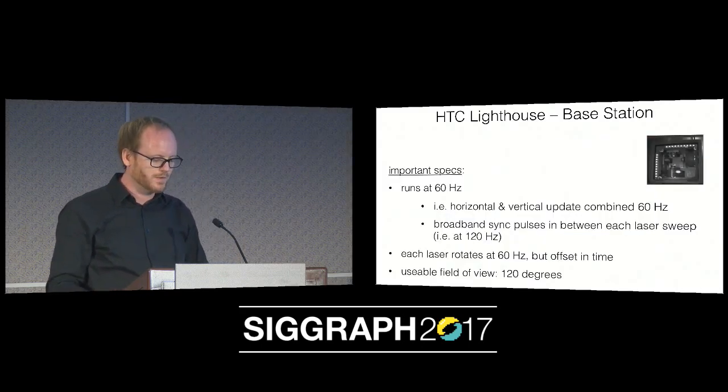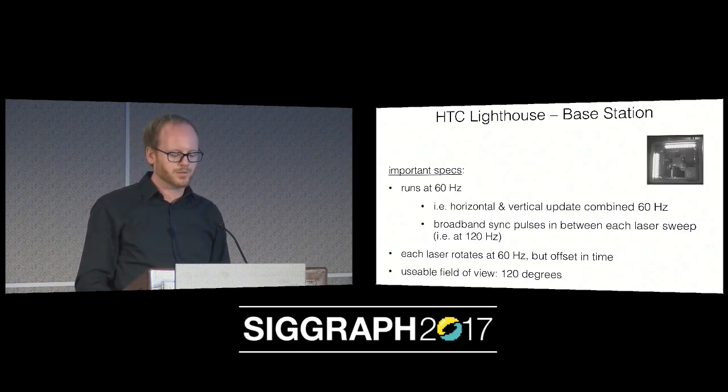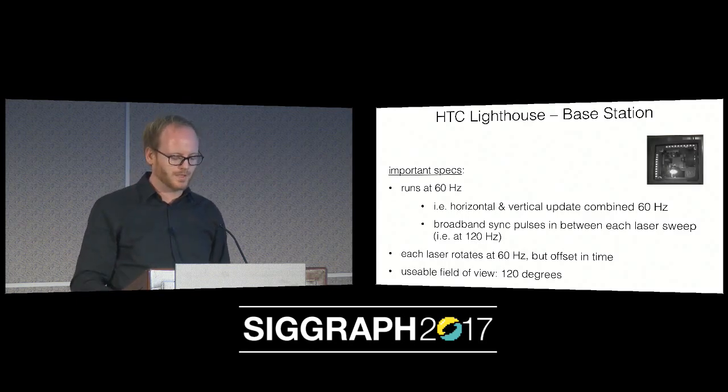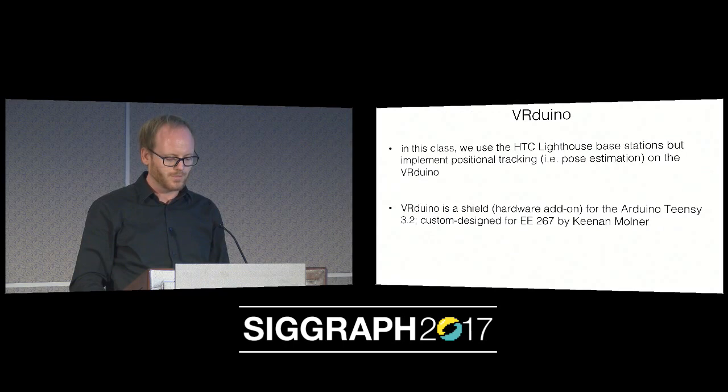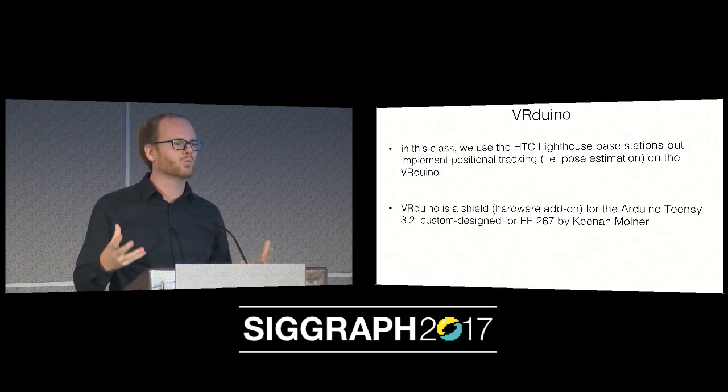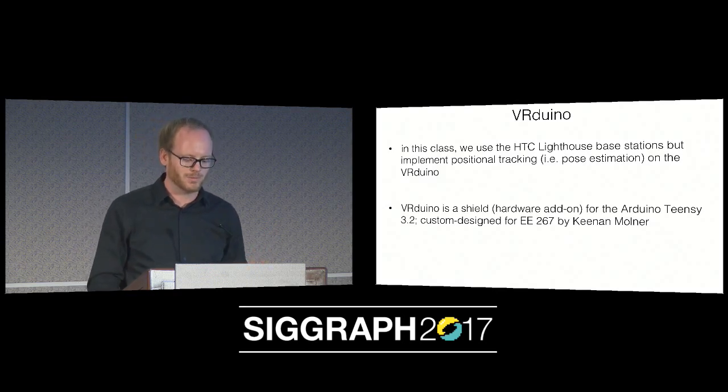So the base station runs at about 60 hertz, but it does a combined horizontal and vertical sweep at 60 hertz. So the broadband sync comes 120 times per second in between each of these sweeps, and that acts as the reference. And then the usable field of view of the projector is about 120 degrees, so it's not too bad. So we reverse engineered it to use the vArduino for this positional tracking, and this is mostly for educational purposes so that the students can actually implement the pose tracking. It's not going to work quite as well as the commercial implementation.